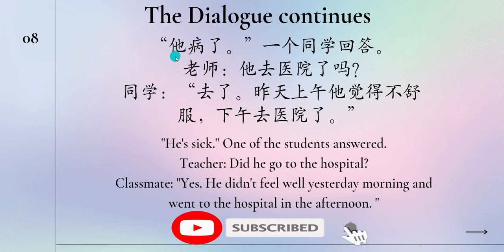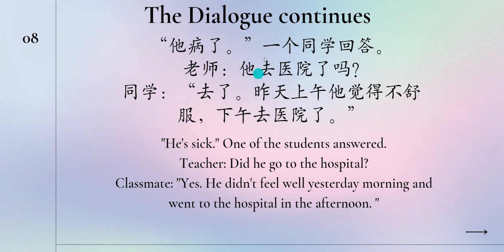Here you can see, 他病了, 病 means sick, 病了 got sick, he is sick, he got sick. 一个同学回答, one of the students answered. 回答老师张老师, 他去医院了吗, did he go to the hospital? The teacher is asking about that. 同学去了, yes, means he went. 昨天上午他觉得不舒服, yes, he didn't feel well yesterday morning. And 下午去医院了, went to the hospital in the afternoon.